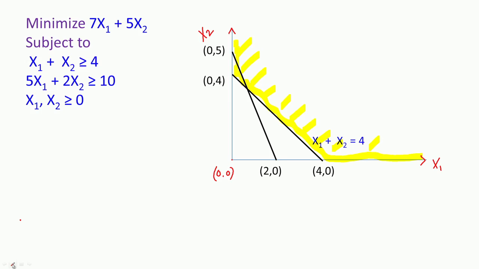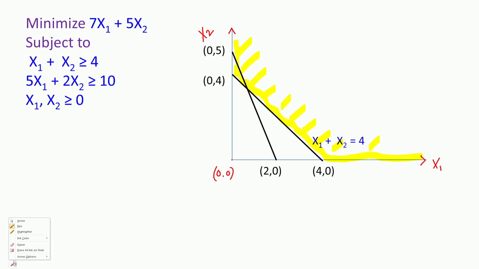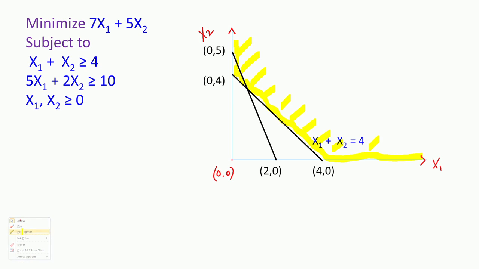Now once again this line divides the graph into two regions, one of which is less than 10 and the other is greater than 10. So once again we look at the origin, which is here, and check whether the origin satisfies the condition or violates the condition. When we substitute into the left hand side of this inequality, we get 0, which is less than 10. Therefore the other side is the one that satisfies greater than or equal to 10.